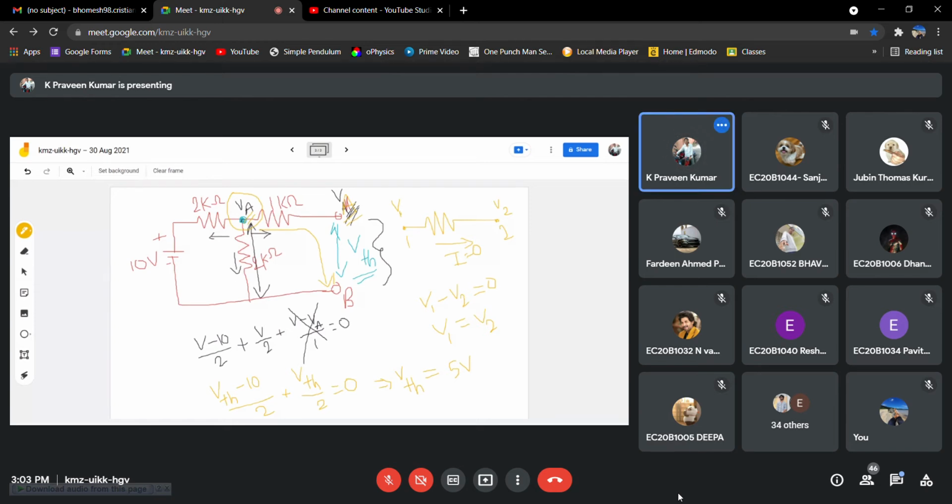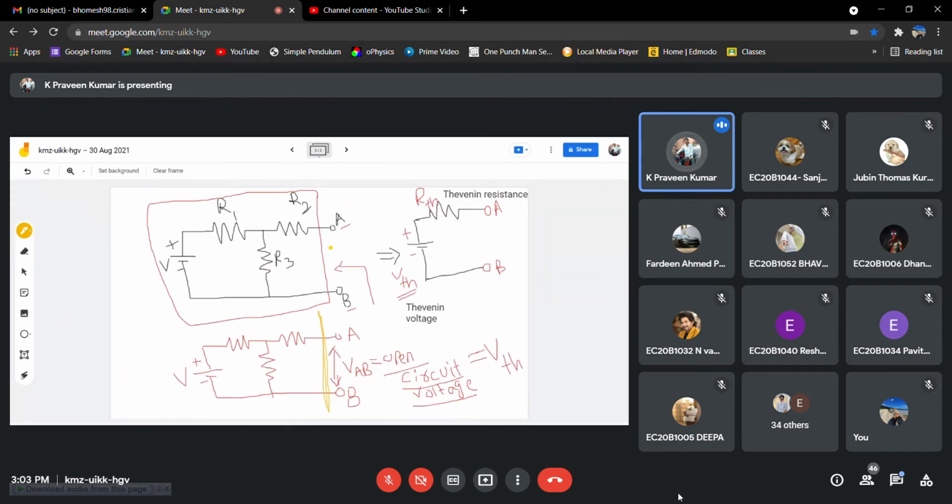So let me revise what we have done. In any circuit, if you want to replace the entire network with its equivalent Thevenin circuit, first we need to decide what the terminals are. Here I'm interested in terminals A and B. I want to replace this entire network with a Thevenin equivalent: a single voltage source in series with a single resistance, which we call Thevenin voltage and Thevenin resistance.